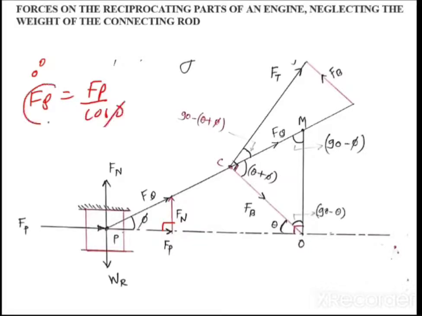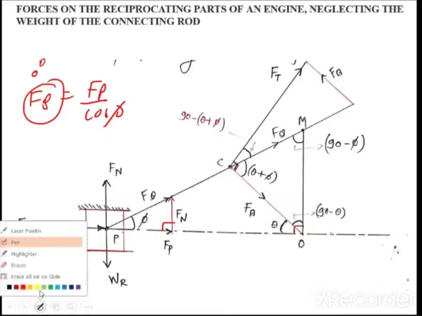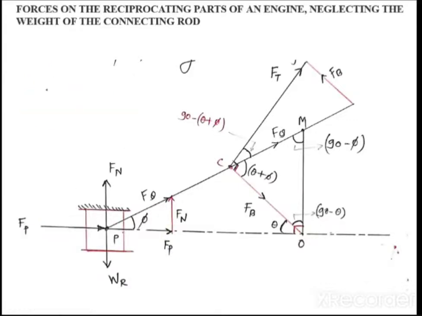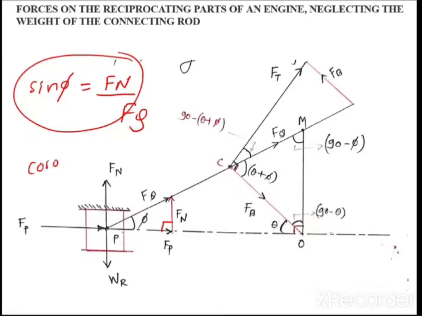So how can you calculate Fq? By using the cosine convention. Similarly, how will you calculate Fn? Can anybody use the sine convention? Sin phi is equal to Fn upon Fq. This is a right angle triangle considered. That is the opposite side upon hypotenuse, right? So from sin phi and from cos phi, what am I getting? Anybody? FQ and Fn.